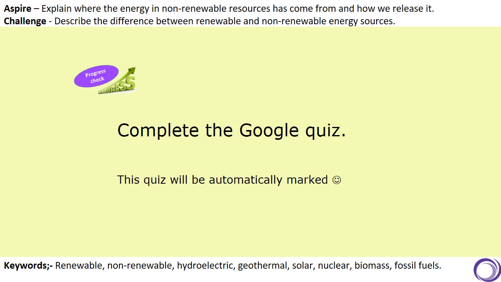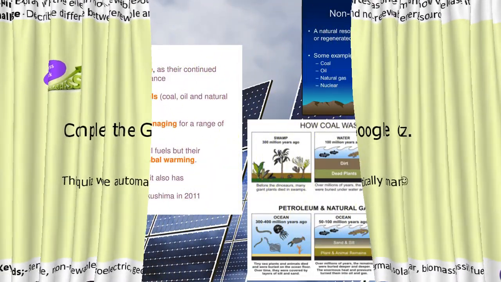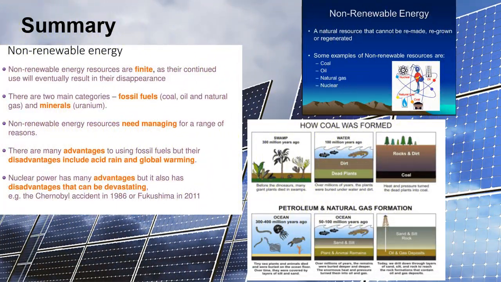So if you complete the Google quiz now, this will be automatically marked and you'll get your marks back and see how you've got on. If you want to do an extra summary, then just pause the video. I've got a summary on here, some information about non-renewable energy, how coal was formed, and also petrol and natural gas. So pause the video, make a note if you need to.